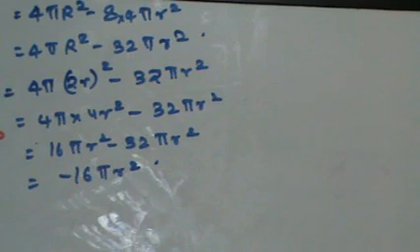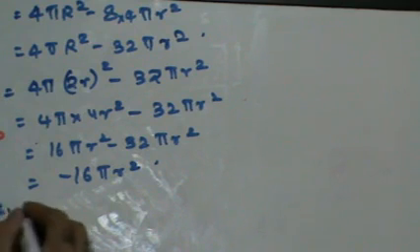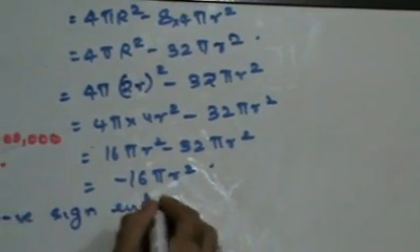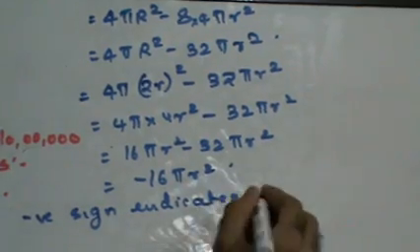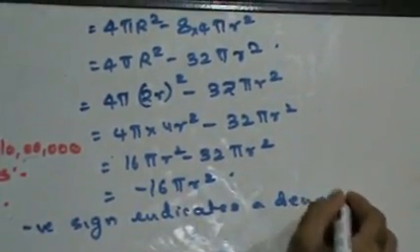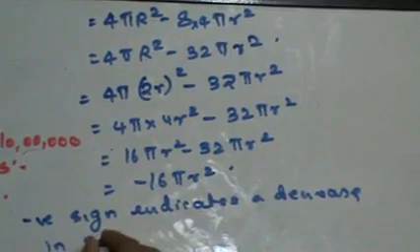The negative sign indicates that there's a decrease in the surface area. Right? Negative sign indicates a decrease in surface area.